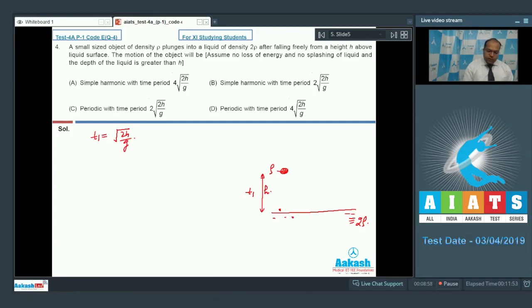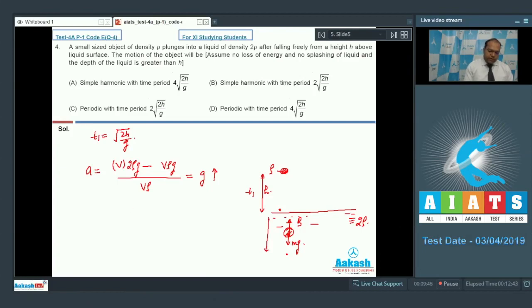After this, when the ball immerses in the liquid, it will experience buoyancy in the upward direction. So B is here and mg is here. If I find out the acceleration in the medium, it can be written as B, that is the weight of liquid displaced, V into 2ρ into g, minus mg, divided by m. So that is V into ρ into g divided by m, which is V into ρ. So we can see that the value of acceleration is g, upward. Due to this upward acceleration, the object will get retarded, and after some time its velocity becomes 0.